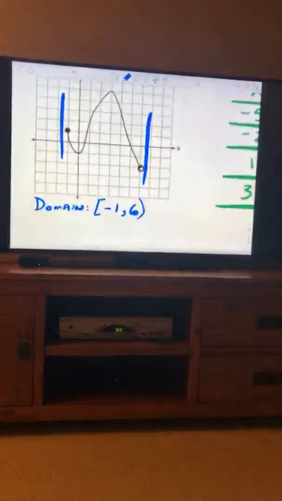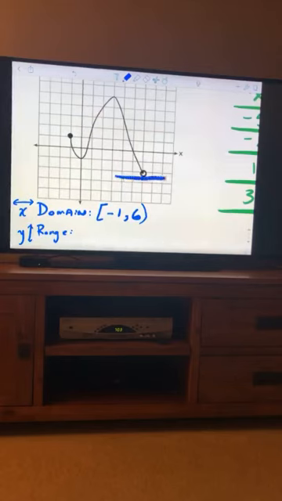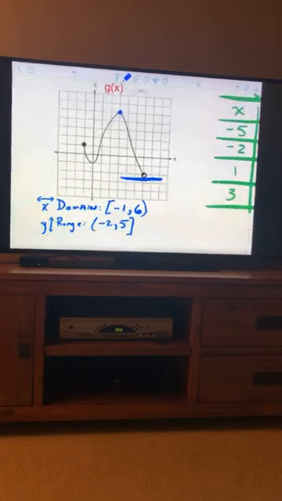Now, what is the range of this graph? Ranges are y values, so we're looking vertically. With domain, if we're looking left and right, range, we're looking up and down. So the smallest we go here is -2. The largest we're going to go up to is 1, 2, 3, 4, 5, to +5, including or touching +5.